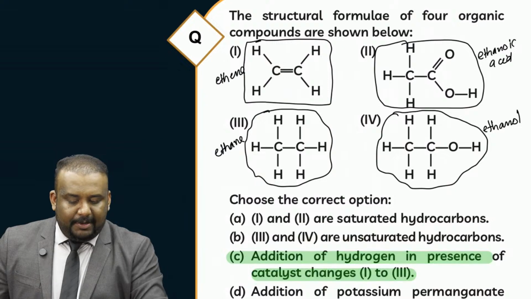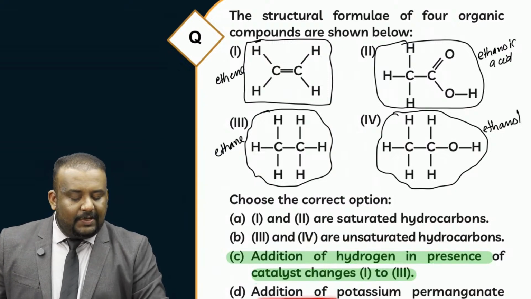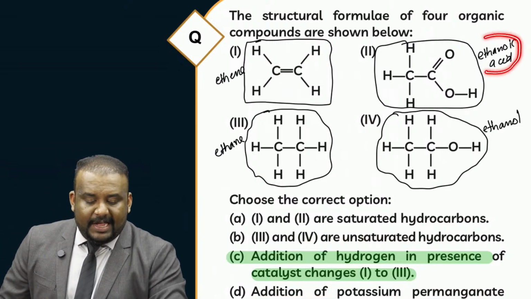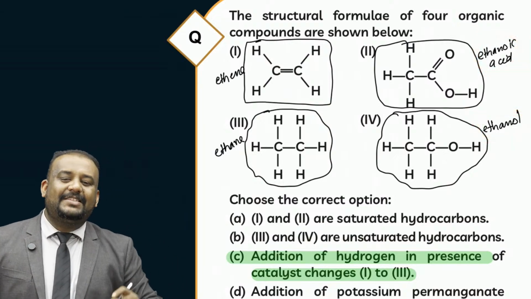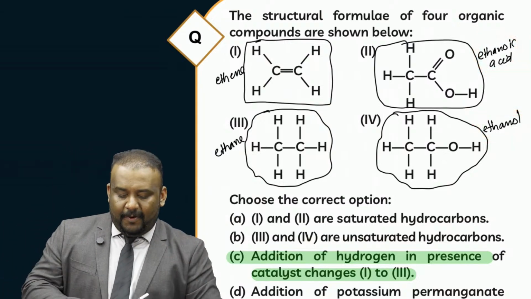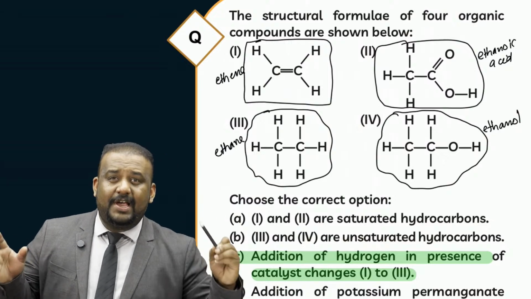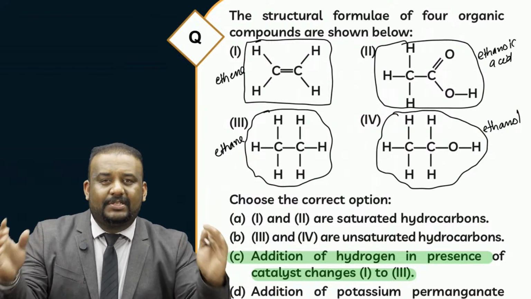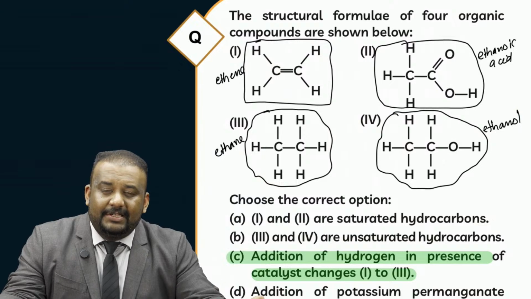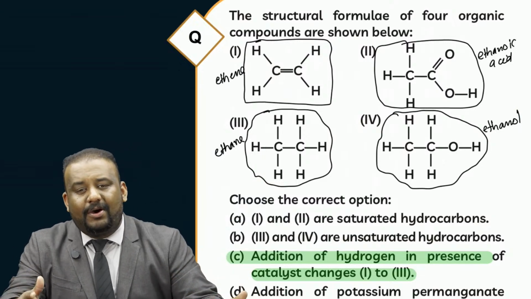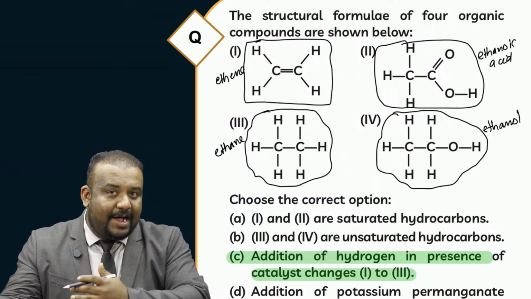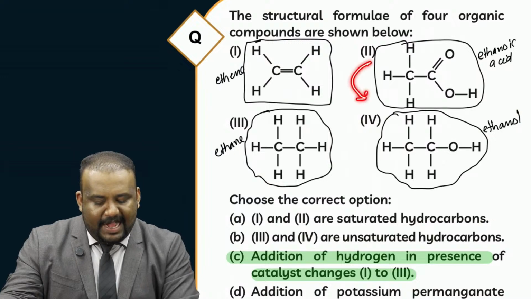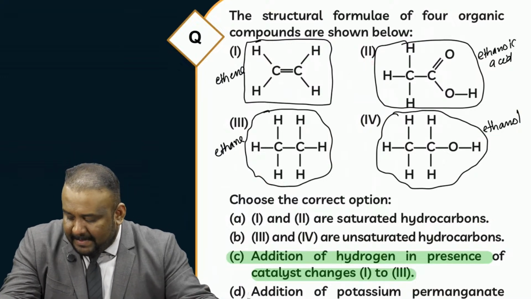Now we will read the next statement also and see what is the error in that. Addition of potassium permanganate changes 2 to 4. What is 2? 2 is ethanoic acid and 4 is ethanol. It's the reverse, isn't it? KMnO4 or potassium permanganate or K2Cr2O7 potassium dichromate, they both are oxidizing agents. They both are strong oxidizing agents. So these oxidizing agents are going to oxidize alcohols into carboxylic acid, not carboxylic acid into alcohol. So they said 2 to 4. 2 to 4 means acid into alcohol. That is impossible, right? That is impossible.